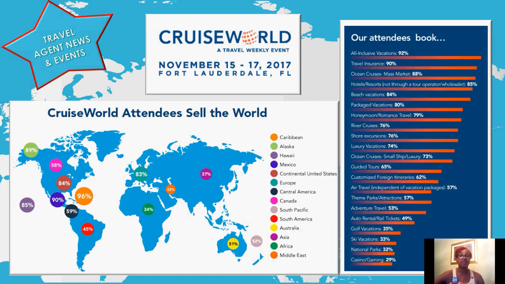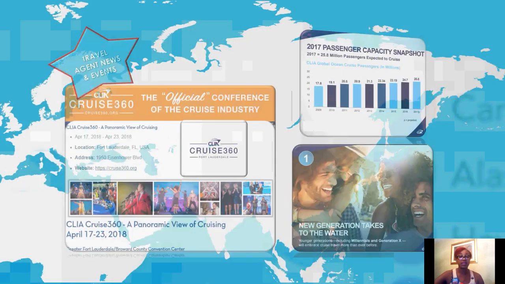Travel Weekly does an annual event. It's Cruise World, guys. It's next month. This is one of the 2 events I mentioned that are industry events that you will have to attend in order to qualify for the Vacation Builder and Travel Genius. Cruise World is one coming up next month. Guys, look at all the attendees that book all-inclusive vacations, travel insurance, ocean cruises. Look at the percentage. Hotels and resorts, beach vacations, package. So this is an event that you definitely want to attend if you are looking to make a lot of money in booking travel. You want to attend these events.